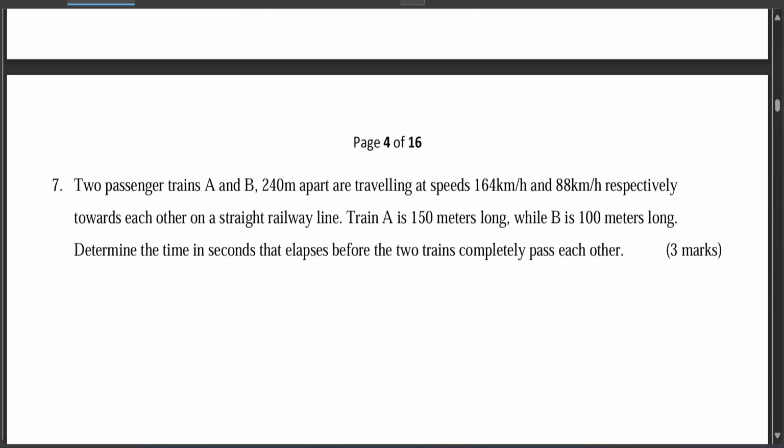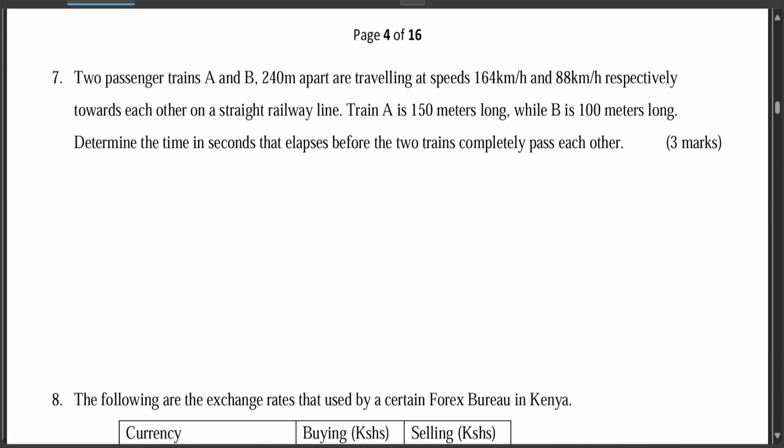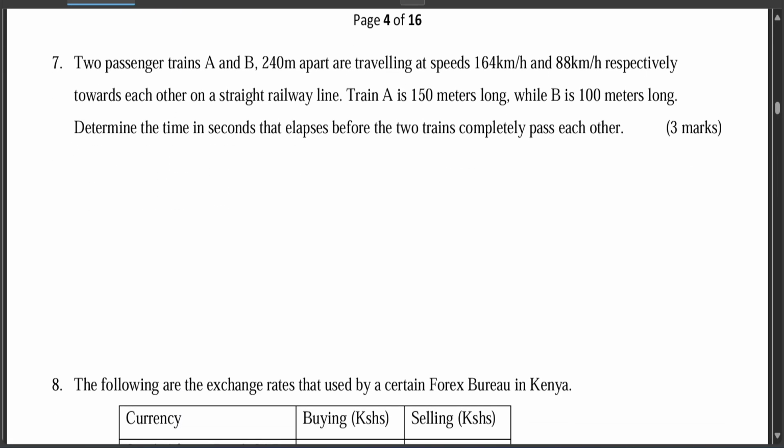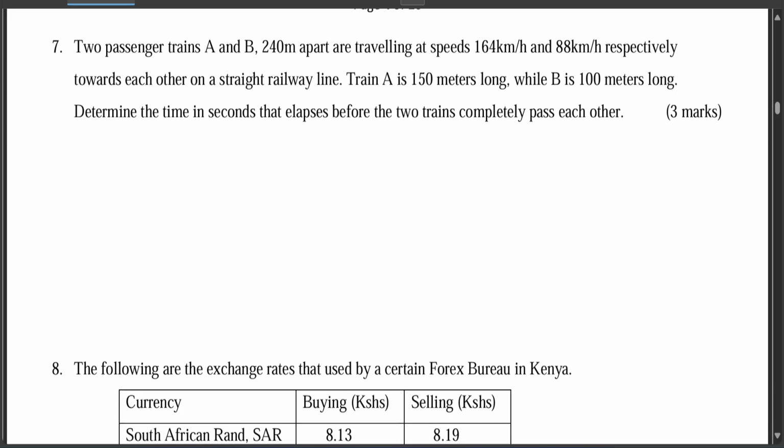Now let's go to question 7. Two passenger trains, A and B, which are 240 meters apart, are traveling at speeds of 164 kilometers per hour and 88 kilometers per hour respectively towards each other on a straight railway line. Now train A is 150 meters long, while B is 100 meters long. Determine the time in seconds that elapses before the two trains completely pass each other.